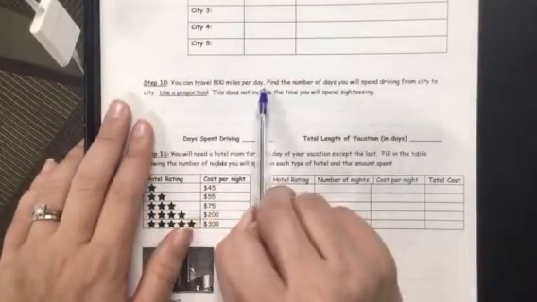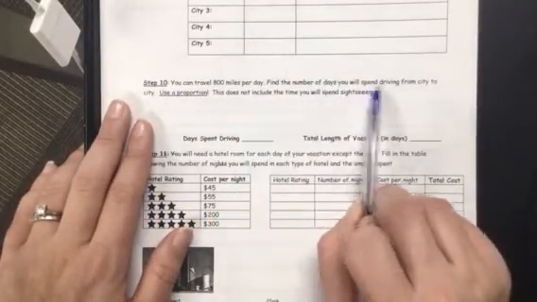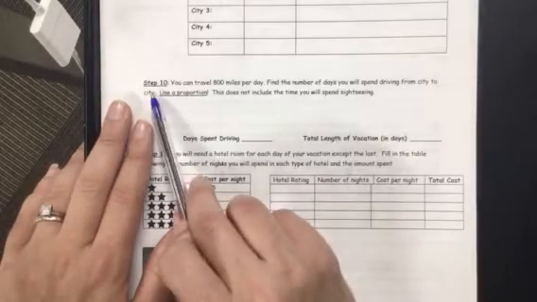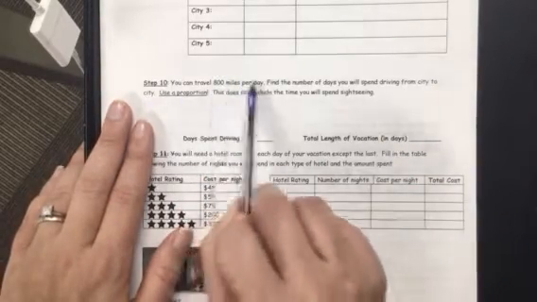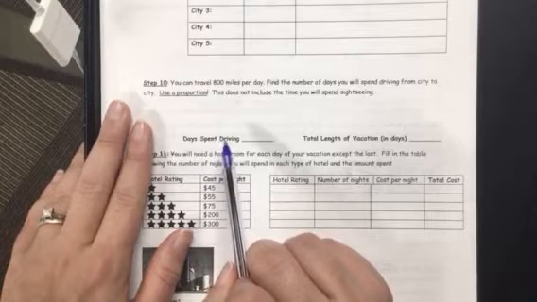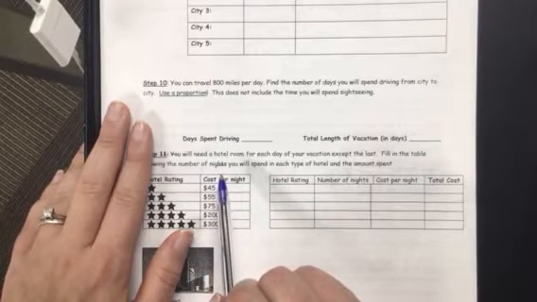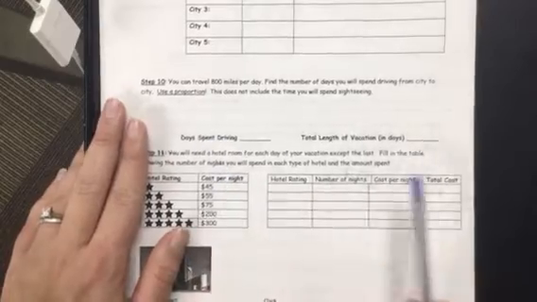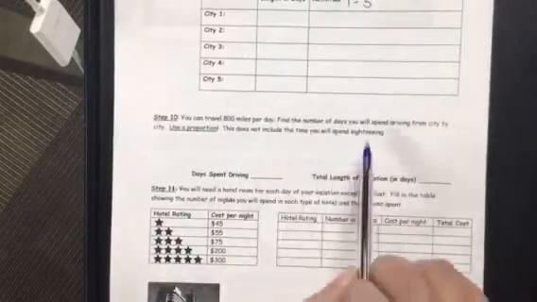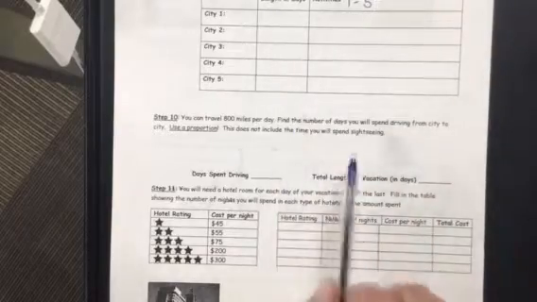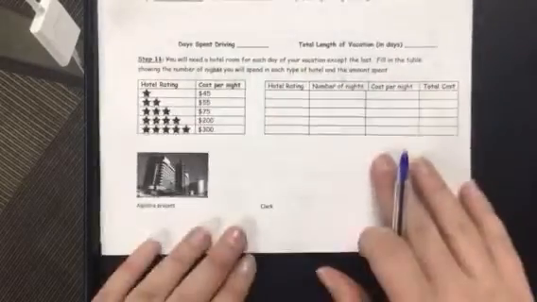Okay? 1 to 5. Step 10, you can travel 800 miles per day. Find the number of days you will spend driving from city to city. Okay, so think about, I have a total number of miles that I'm driving, but I can only drive 800 miles per day. So time spent driving, and then you're going to add in how many days you're spending in each city. So these days plus how many days you're going to spend driving.